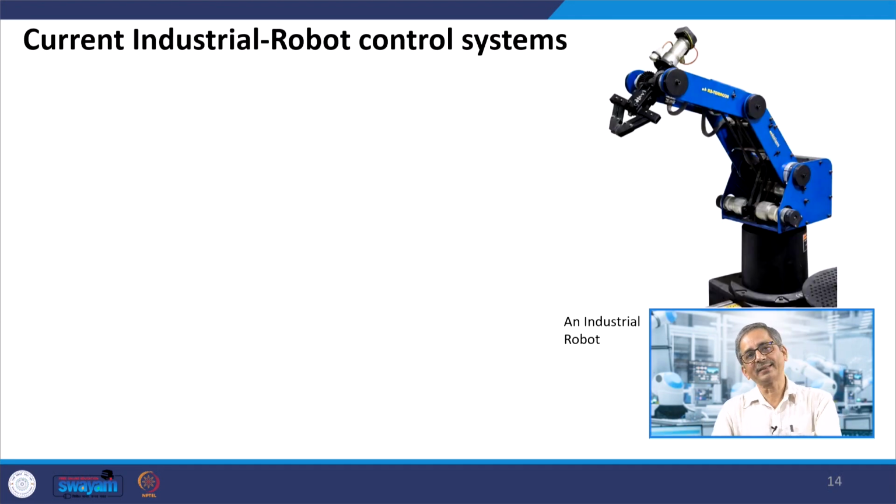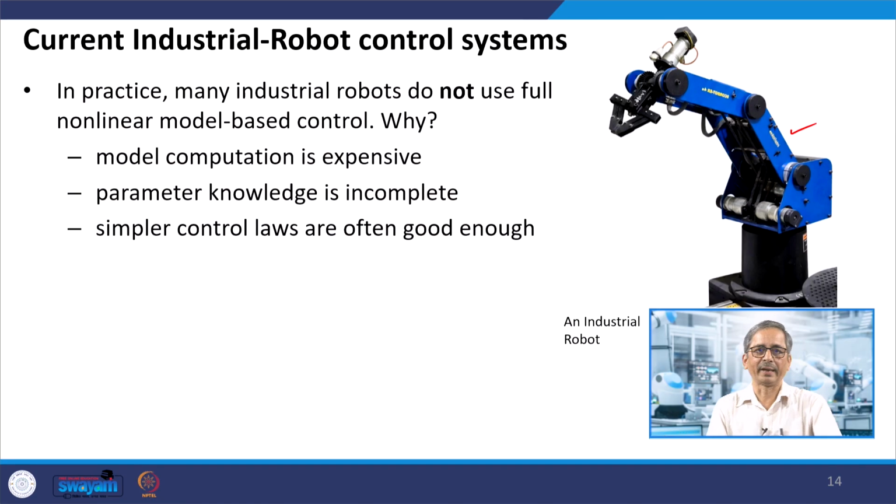Next let us see the current industrial robot control system. Here is one industrial robot, say Scorbot, which is available in our lab. In practice many industrial robots do not use the full nonlinear model. Why? Because model computation is expensive, and parameter knowledge is incomplete. Simpler control laws are often good enough.